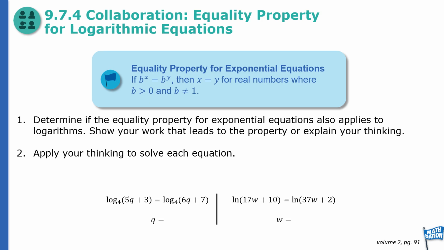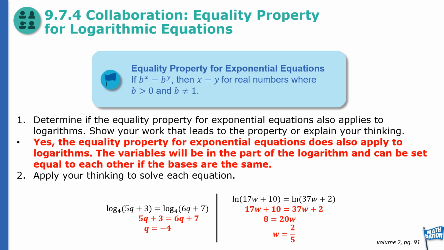In this case, on the left side, we have the same base, log 4. So all you're taking is what's in the parentheses: 5q plus 3 is going to equal 6q plus 7, and then solve for q. On the right side, we still have the same base, the natural log. You're taking 17w plus 10 is equal to 37w plus 2. Solve for w. And I think at this point, we all should know how to solve equations. If not, here's what it should look like.